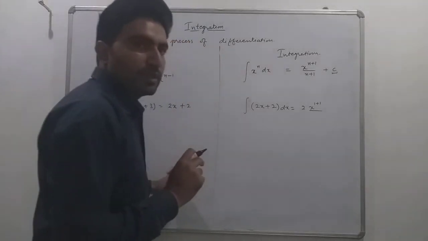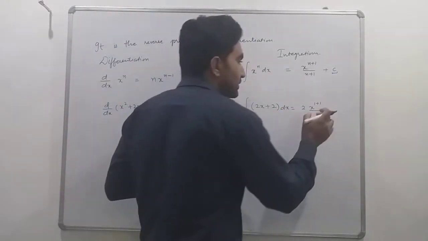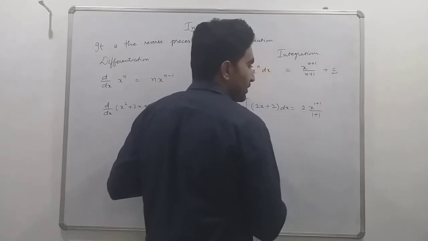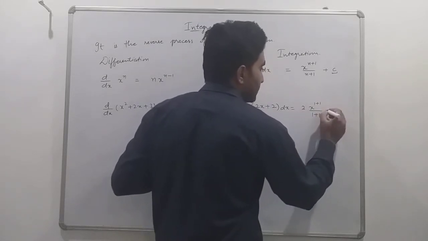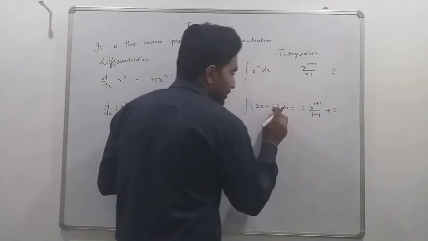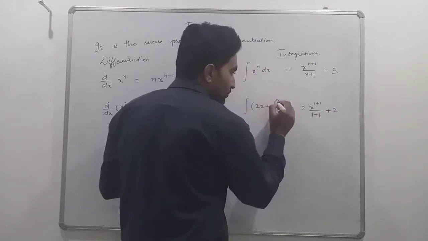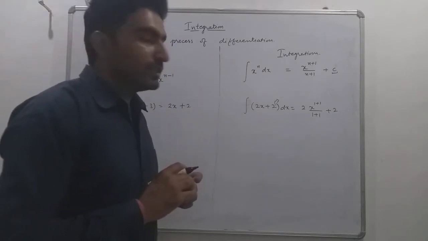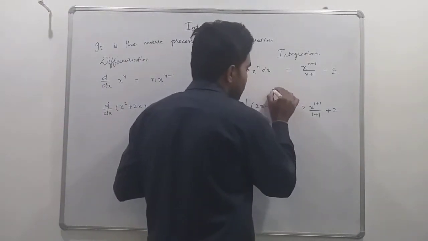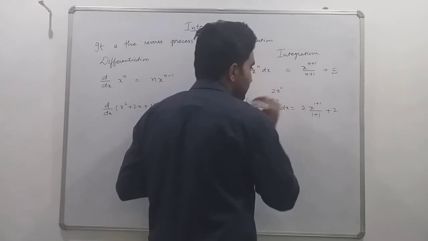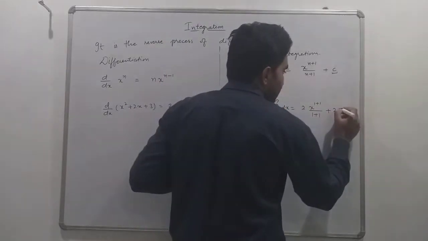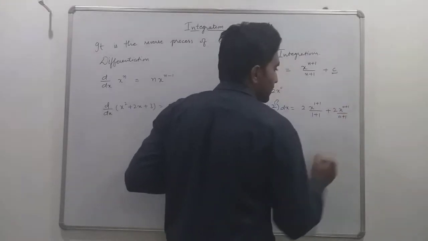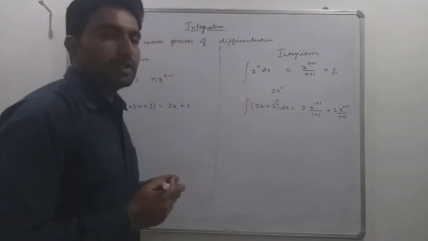according to the formula we add 1 to the power, and with the same power we divide our function, plus 2. Here we can write in place of 2, 2 cross 1, and 1 can be written as x raised to power 0. So 2 can be written as 2x raised to power 0. So x raised to power 0 plus 1 divided by 0 plus 1, it will be written in this form.